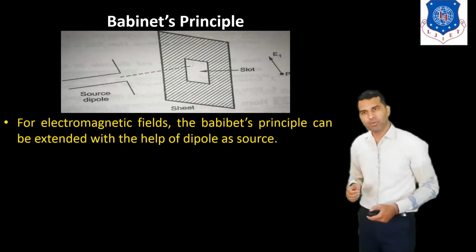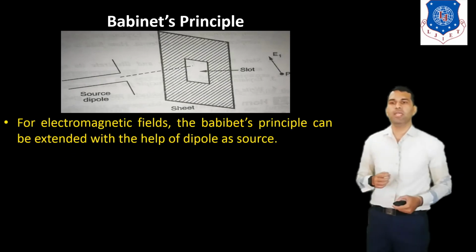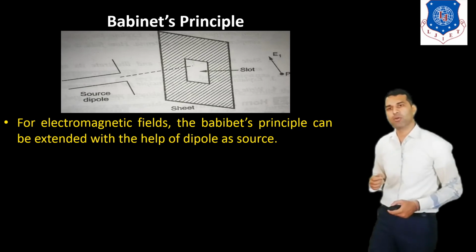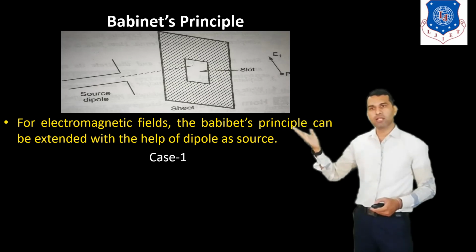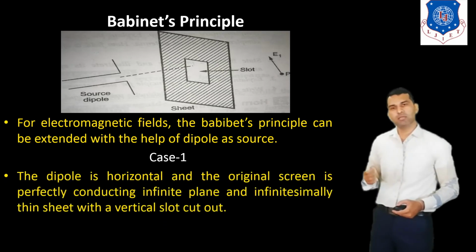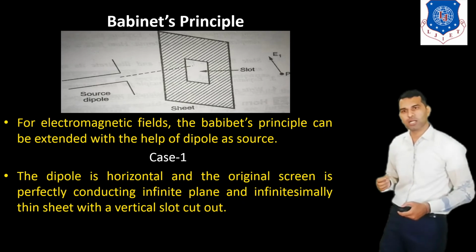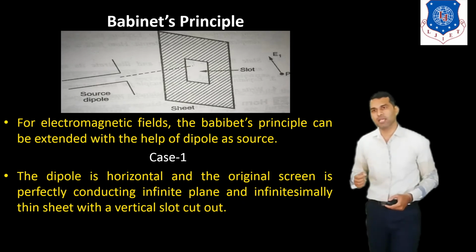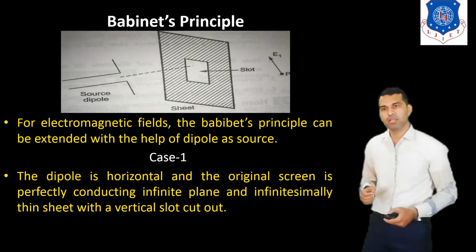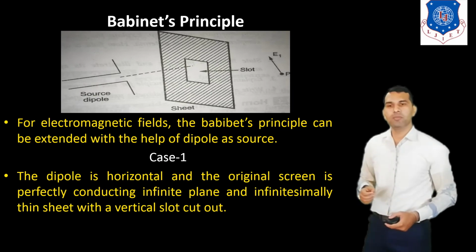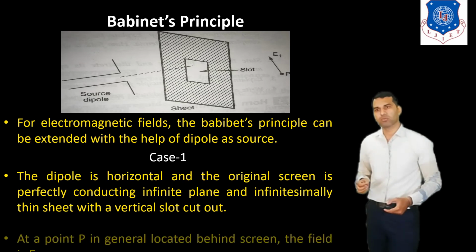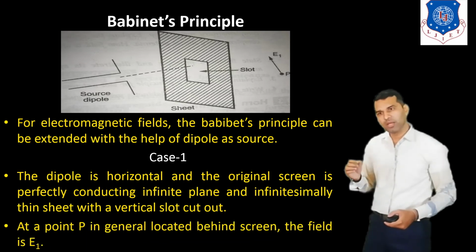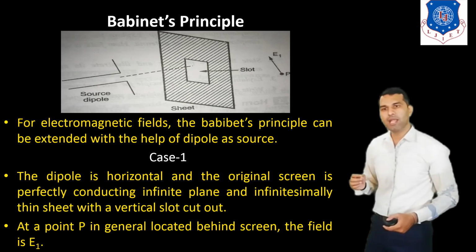For the electromagnetic field, the Babinet principle can be extended with the help of a dipole as a source. Now here we consider case number 1. In case number 1, the dipole is horizontal and the original screen is a perfectly conducting infinite plane, an infinitesimally thin sheet with a vertical slot cut out. At a point P, in general located behind the screen, the field is E1.